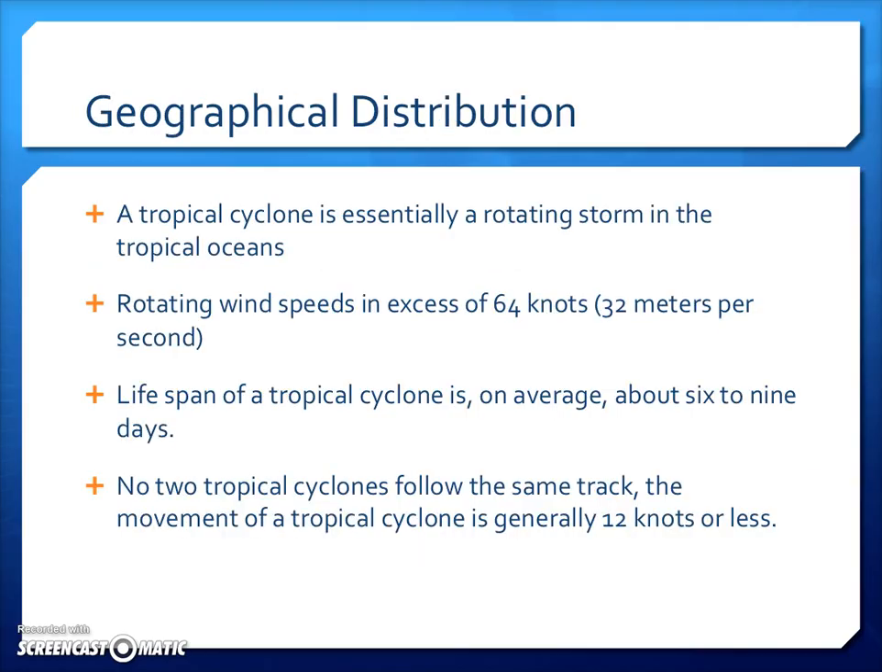In terms of geographical distribution, a tropical cyclone is essentially a rotating storm in the tropical ocean. It has rotating wind speeds in excess of 94 knots. The lifespan of a tropical cyclone is on average about 6 to 9 days, and no two tropical cyclones follow the same track. The movement of a tropical cyclone is generally 12 knots or less.